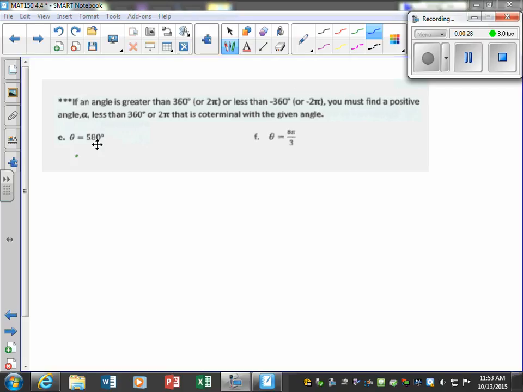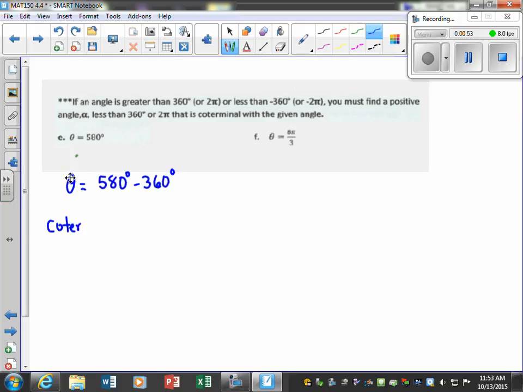First of all, is this on the unit circle? No, then that's a good rule of thumb to know that you should find the coterminal angle first. So coterminal just means it starts and terminates in the same location. So 580 degrees, what would I do to find coterminal? Subtract out one revolution, which in degrees is 360, so coterminal would be 220 degrees.